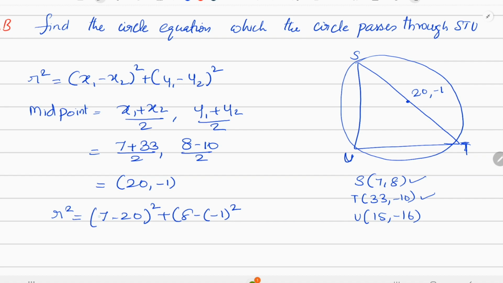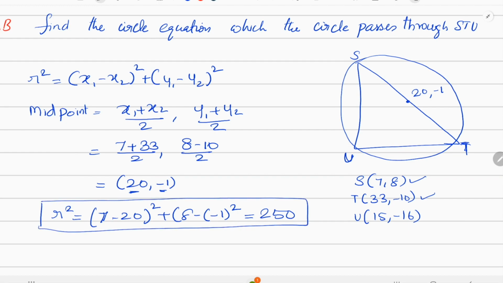7 comma 8. So x1 is 7, minus this one, x2, this is y2. Equating this, we will get the answer. So equating this, we will get 250. Hence the r square is 250. Now we need to find the circle equation.